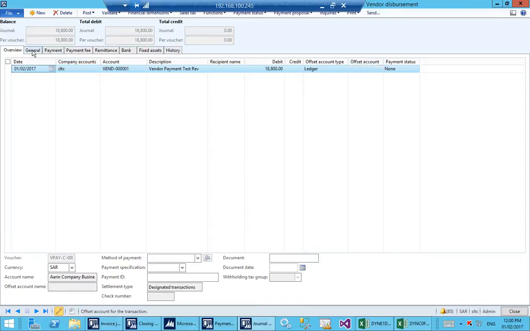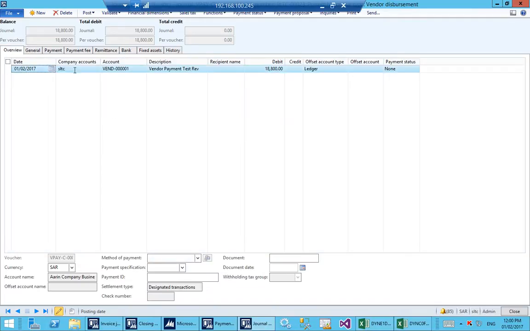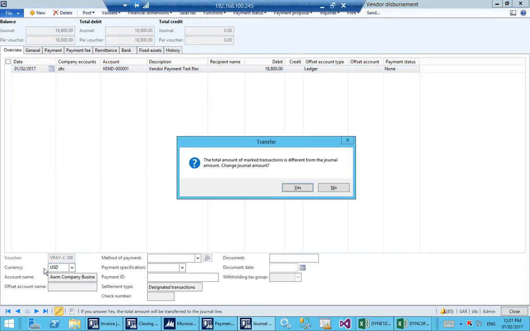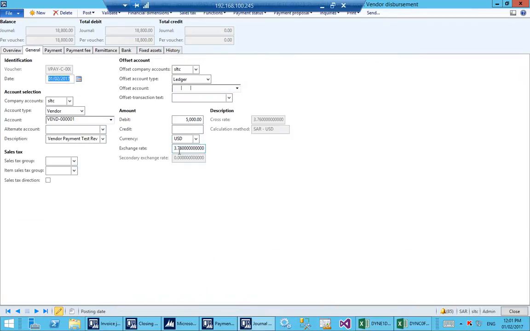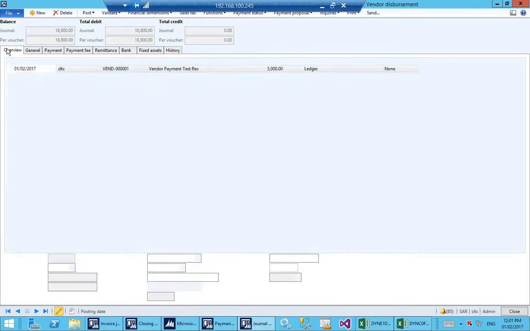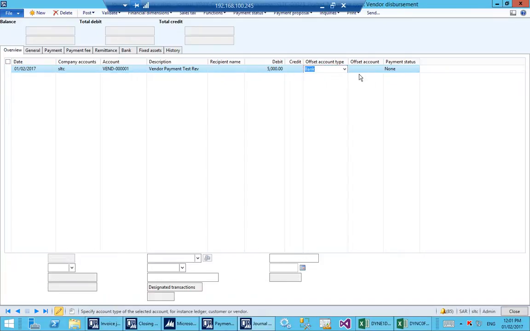If I click Offset, general, the offset will be bank now because you are paying money. Yeah, credit. The system calculated it in Saudi Riyal. I will change it to USD, right? Because it did the revaluation automatically based on the rate. Yes, general 3.76. Okay. But the offset account here will be bank.